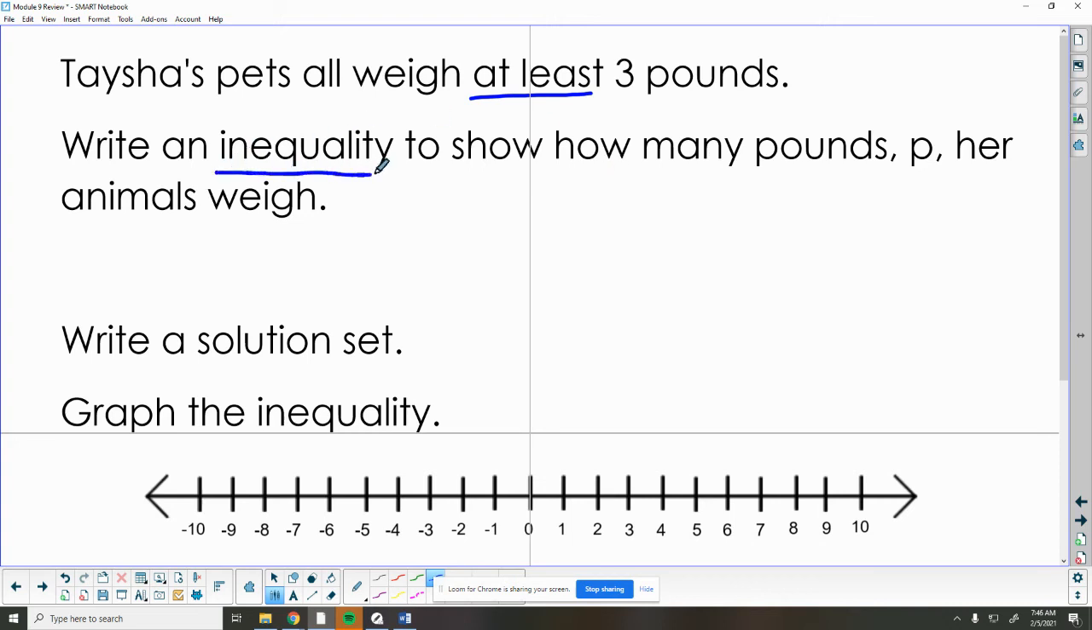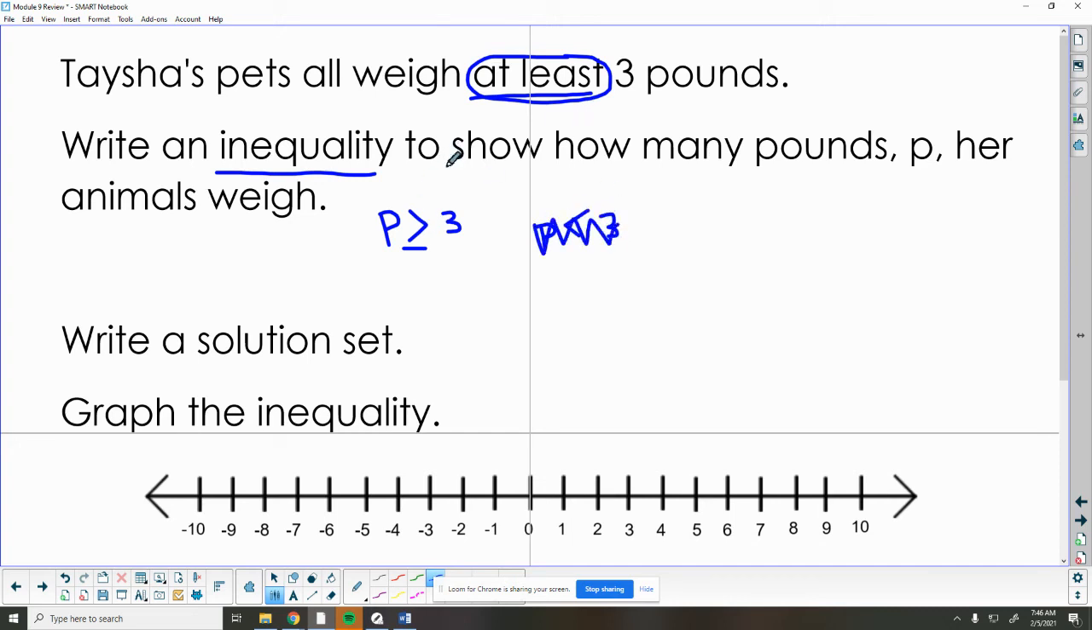So first we're going to write an inequality to show how many pounds P her animals weigh. So we're going to take P, and these are her pets in pounds, and her pets have to weigh at least this. They've got to weigh more than this. So my pets have to weigh more than 3. But could it weigh 3? We decided yes, it could. So I also need that equal sign. I know sometimes I want to say that, oh yeah, my pets, and I think 3, they've got to weigh at least 3. But this is saying her pets are less than 3, and that is not true.